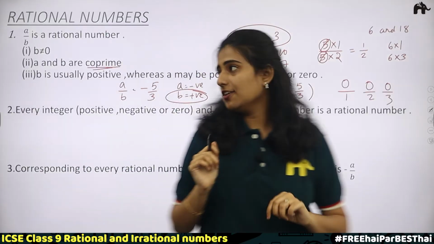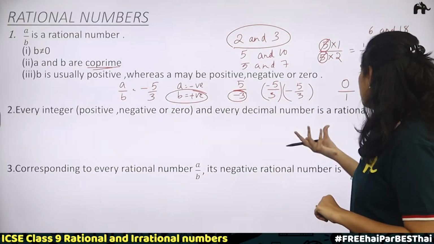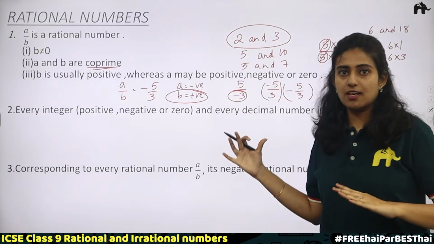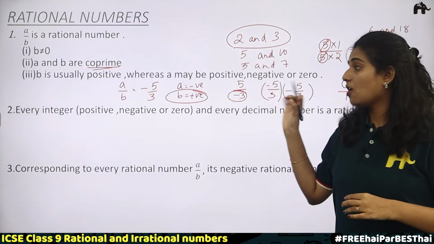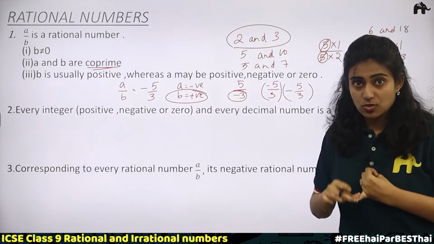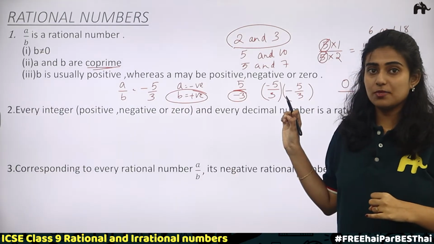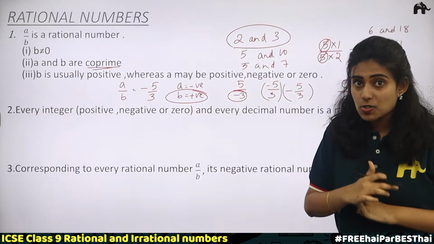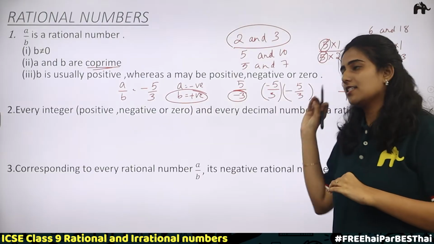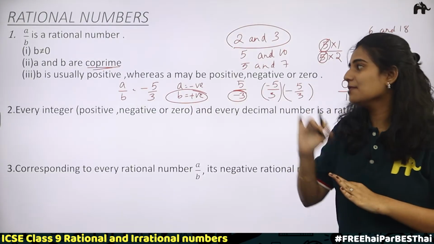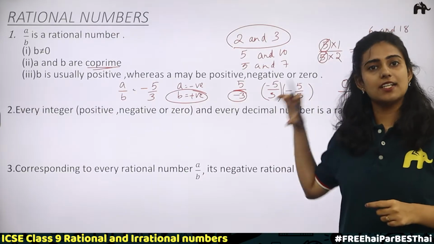So the next point, second one: every integer, positive, negative or 0, and every decimal number is a rational number. That we have said, all the integers are included under the category of rational numbers. Not all rational numbers are natural numbers. Not all rational numbers are whole numbers. Not all rational numbers are integers. But all natural numbers come under the category of rational numbers. All whole numbers come under the category of rational numbers. All integers come under the category of rational numbers, and the decimals and fractions also come under the category of rational numbers.